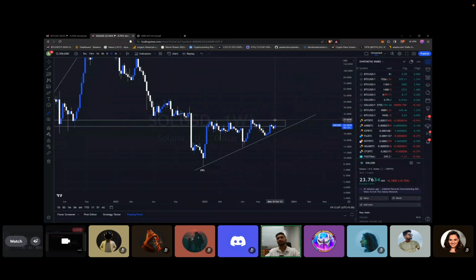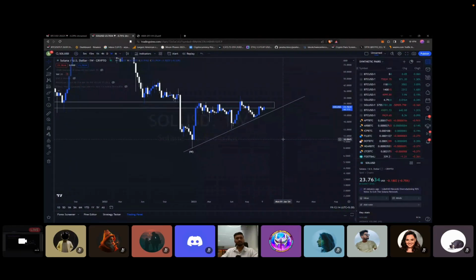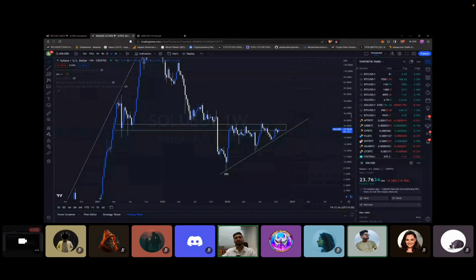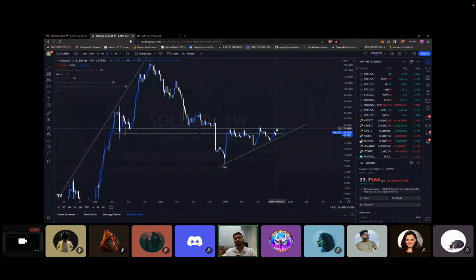So once I get a breakout of this, I will go for a 9-point target, and my stop loss will be right here. Now this trade hasn't initiated yet, so I'm still waiting for the breakout on this. Once I get a breakout, I'll enter this trade.